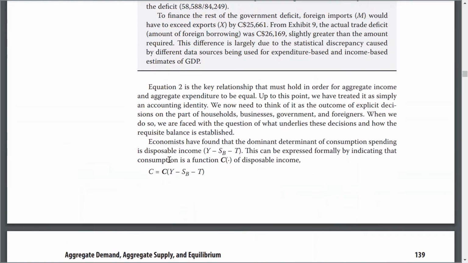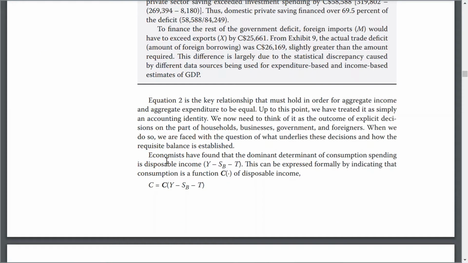Equation 2 is the key relationship that must hold in order for aggregate income and aggregate expenditure to be equal. Up to this point, we have treated it as simply an accounting identity. We now need to think of it as the outcome of explicit decisions on the part of households, businesses, governments, and foreigners. When we do so, we are faced with the question of what underlies these decisions and how the requisite balance is established. Economists have found that the dominant determinant of consumption spending is disposable income.